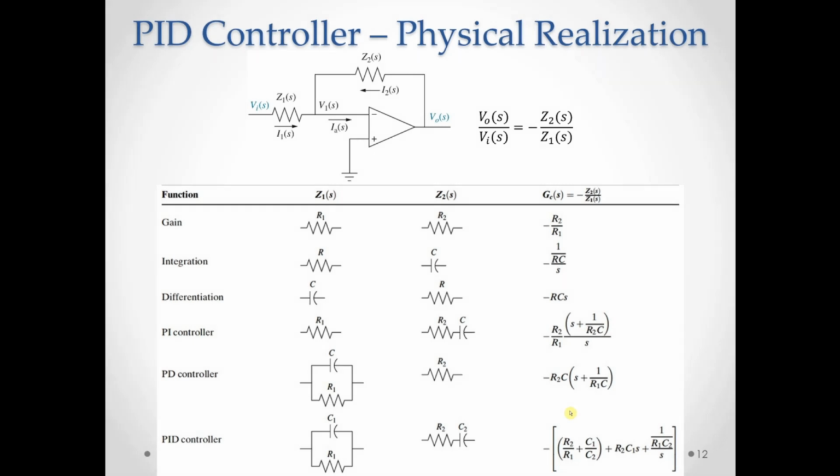So now you know that if you have a controller in the PID family that you want to physically implement, you will start with picking the appropriate component or combination of components, and then compare the desired transfer function with the symbolic expression of the transfer function provided in the table to calculate the values of the components that you need to use in the circuit.